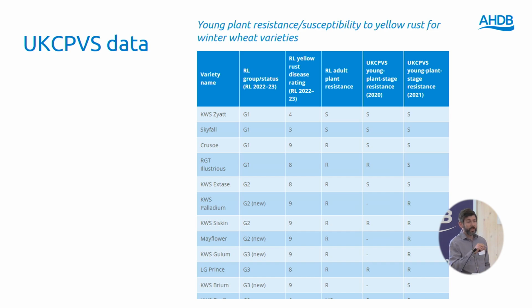So those UKCPVS experiments are growth room experiments, they are seedling experiments, and they are tested with 5 isolates that are characterised as part of the UKCPVS. And as Hugh was saying, if a variety is susceptible to any one of those isolates, then it's classified as being susceptible.